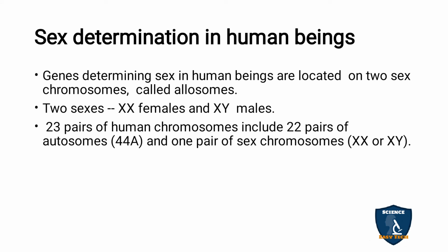Next, sex determination in human beings. We all know the genes determining sex in human beings are located on two sex chromosomes known as allosomes. The two sexes are XX females and XY males. There are 23 pairs of human chromosomes: 22 pairs of autosomes, that is 44A, and one pair of sex chromosomes, which may be XX or XY.